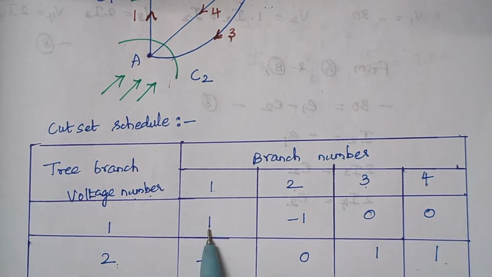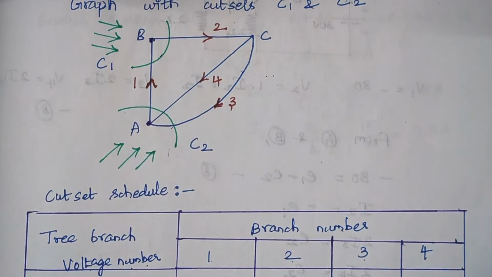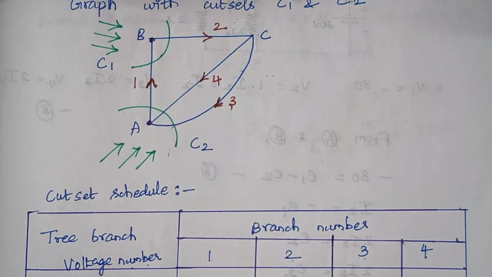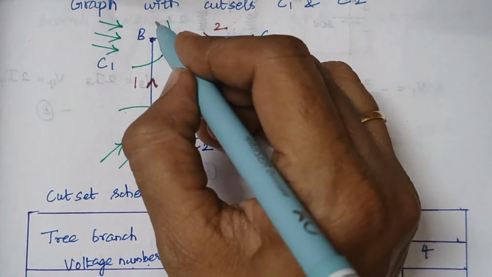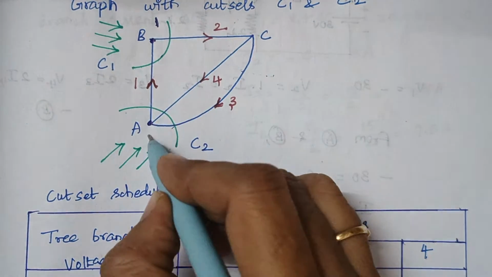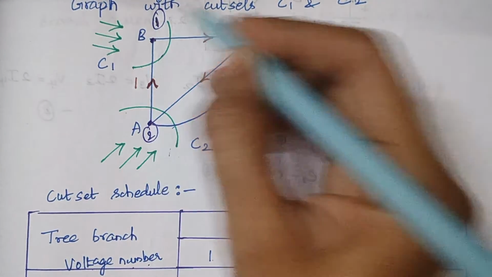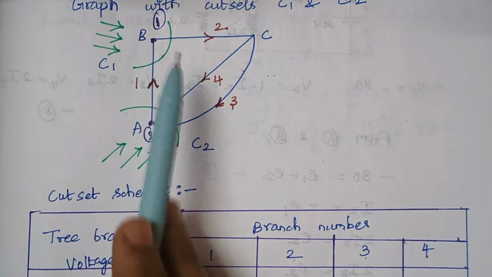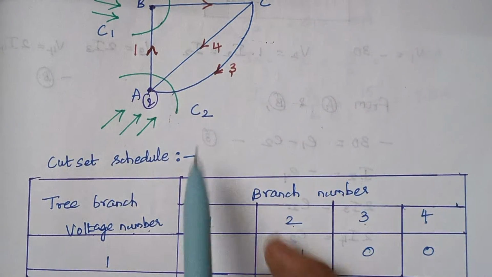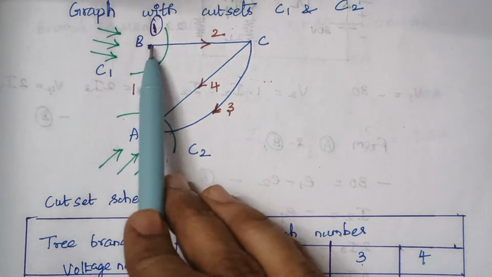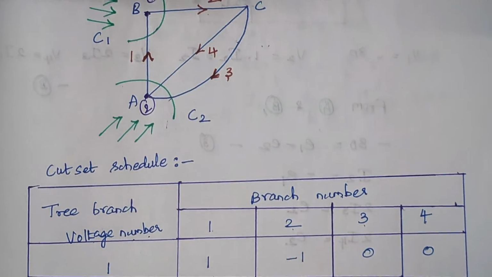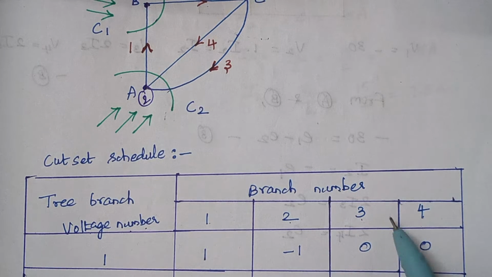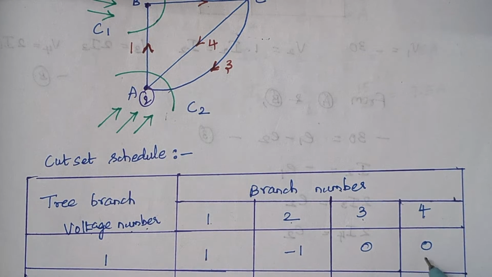And now we are going to write down the values. You see here to this, okay, 1. We are considering this as node 1 and this as node 2. So to this node 1, you see this branch 1 is towards the node 1. So here it is plus 1. And this 2 is away from this node 1. Therefore here it is minus 1. And for 3 and 4 it is 0.